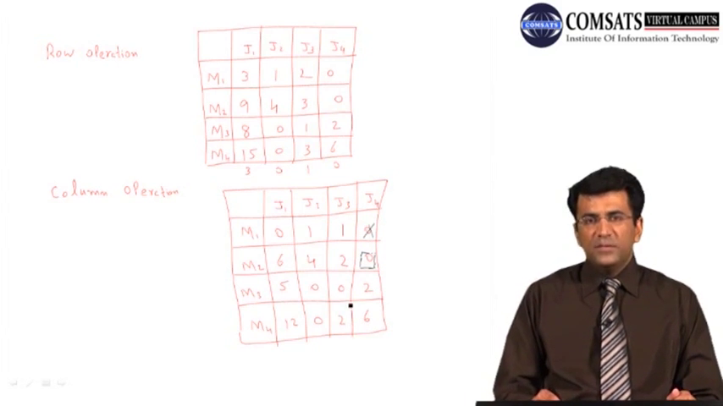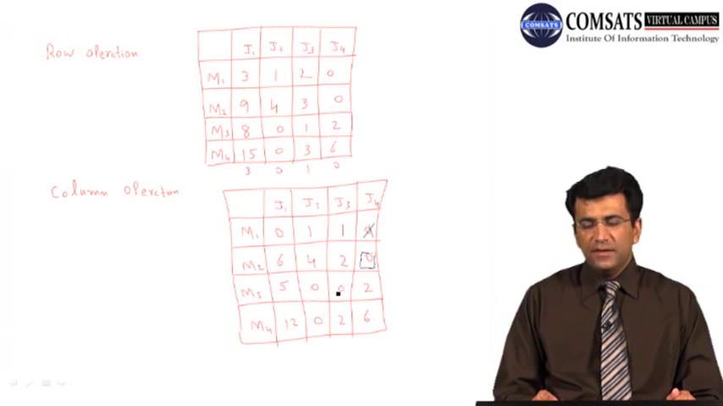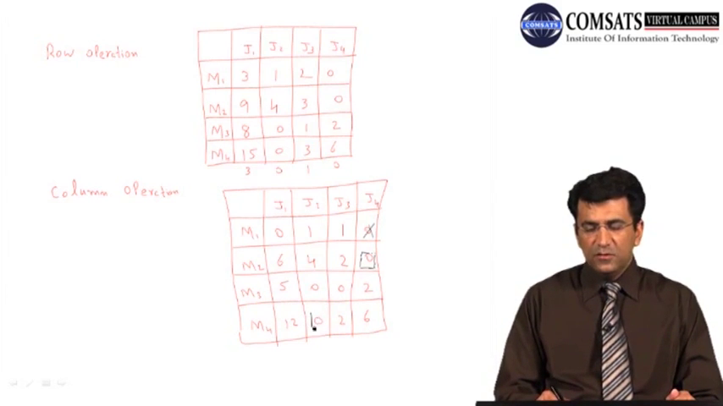Now again, let's move to row number 3. In row number 3 you can see that again there are 2 zeros, so initially we can leave this third row, and let's move to row number 4. In row number 4 you can see that there is a single 0, so we will assign this single 0, and we will cross the other zeros in the corresponding column. So we will cross this one here.